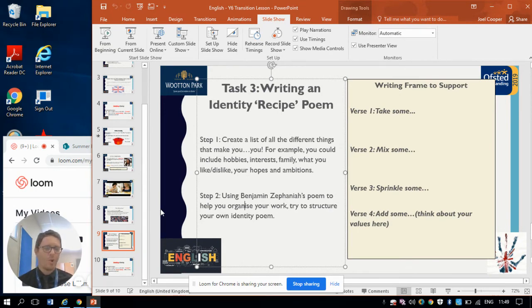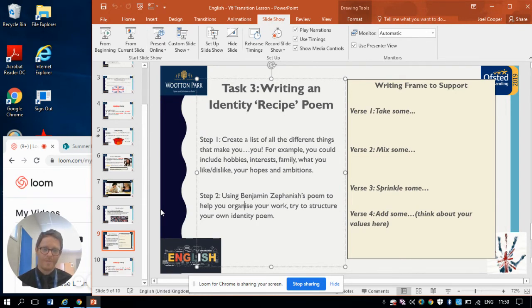Okay. Now, you'll all be familiar with how a poem looks. There are different verses, which look like little paragraphs, but they're called verses within a poem. Now, what Benjamin Zephaniah does is he uses some sentence starters, things like take some, mix some, sprinkle some, add some. Now, he uses those prompt words to get us to think about what ingredients go into that recipe.